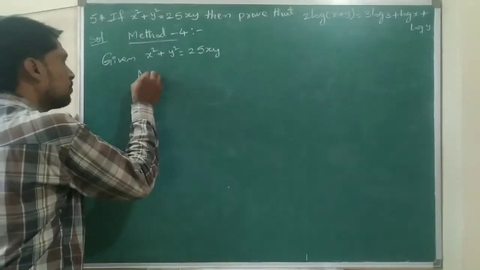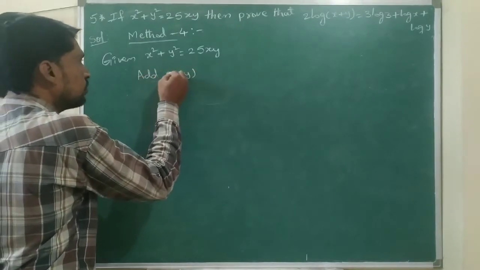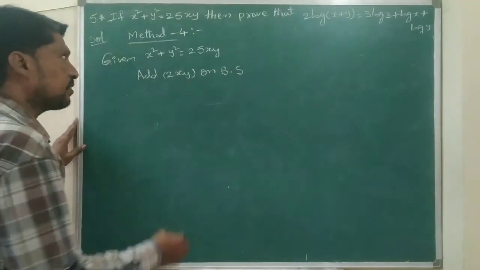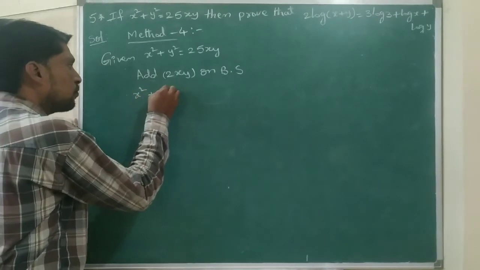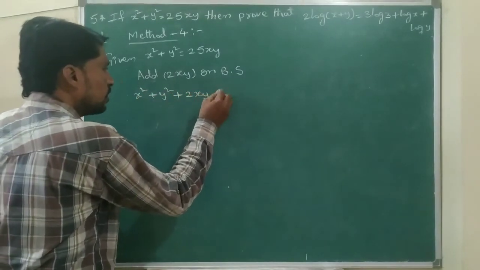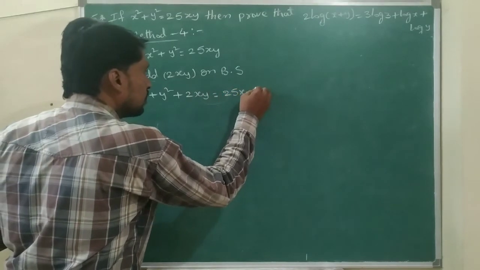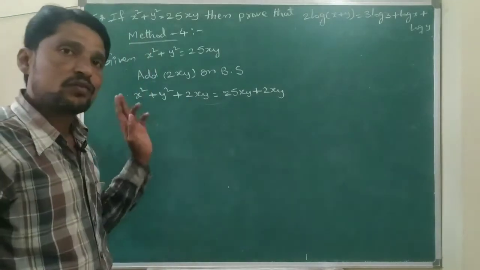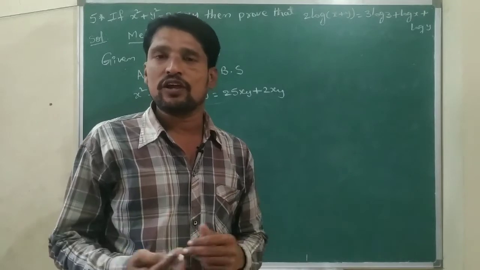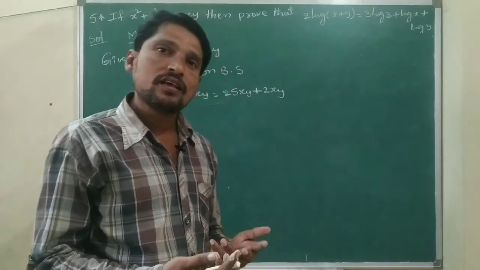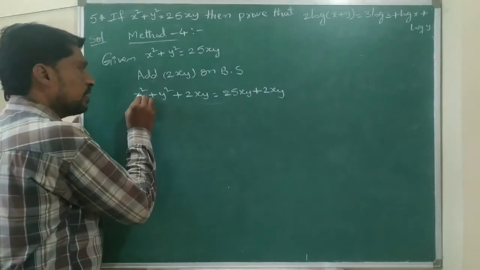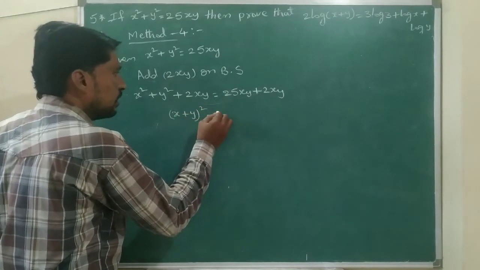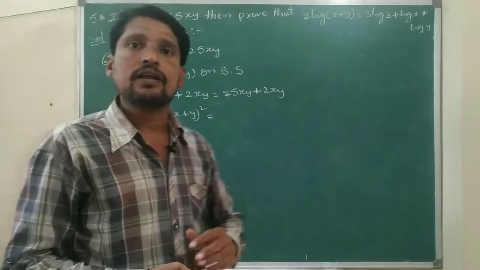So add 2xy on both sides. BS means both sides. So x square plus y square plus 2xy equal 27xy plus 2xy. Now we can see here a square plus b square plus 2ab, which is a plus b whole square. So x square plus y square plus 2xy means x plus y whole square equal 27xy plus 2xy.